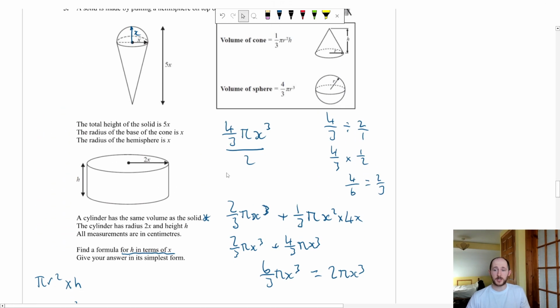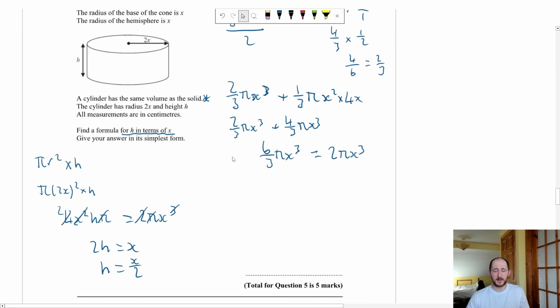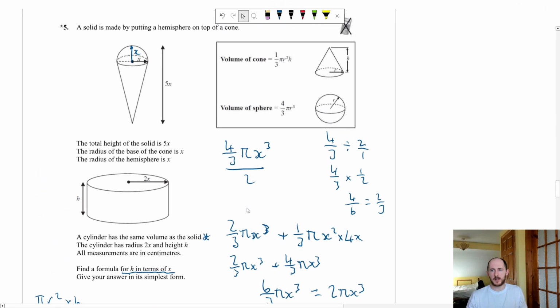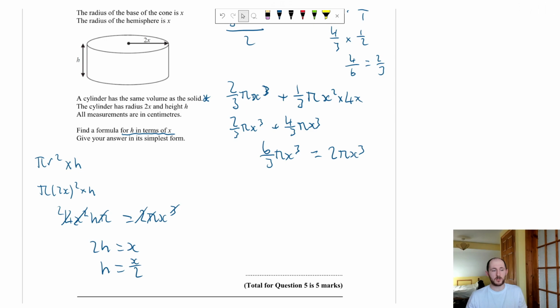That's probably the hardest algebra I've ever seen on a foundation paper. So do keep that in mind. That's when you're pushing into the next boundary. But hopefully the individual steps weren't too bad.